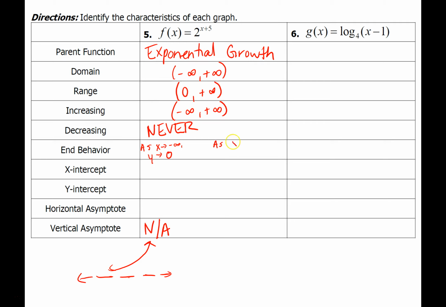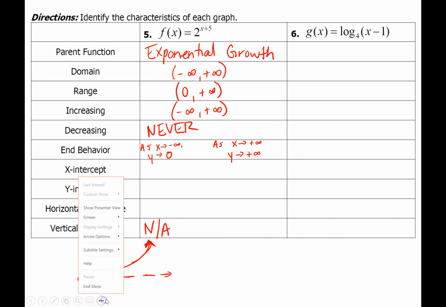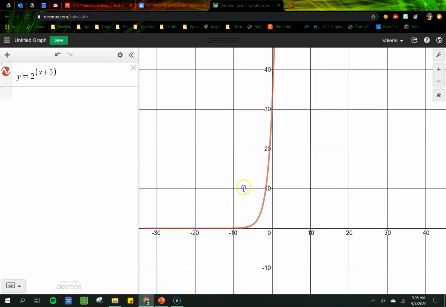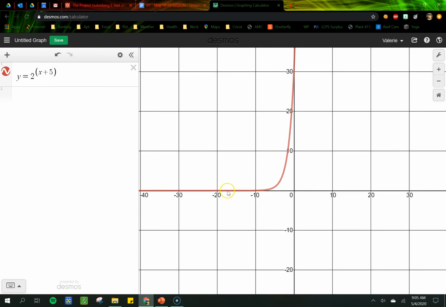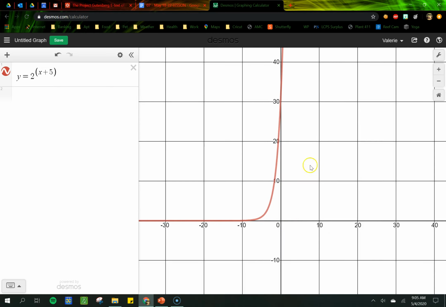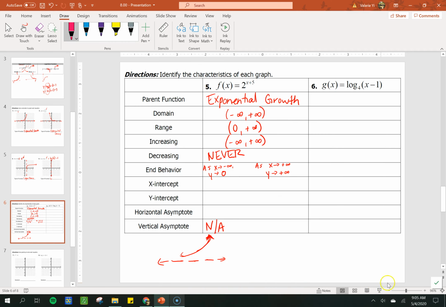If we look at the right-hand side, as x approaches positive infinity, the y values are just going to keep going up and up and up. So that is positive infinity on the right. If we were to look back at that graph for x and y intercepts, remember that this doesn't ever touch the x-axis because that's where the horizontal asymptote is. That means then that there's not going to be an x-intercept. But if we click on our line, we can see we are going to have a y-intercept at (0, 32).